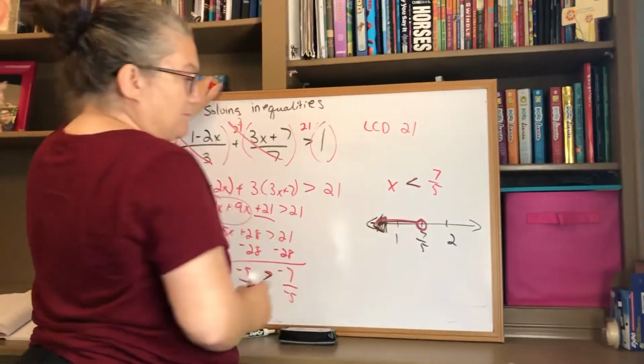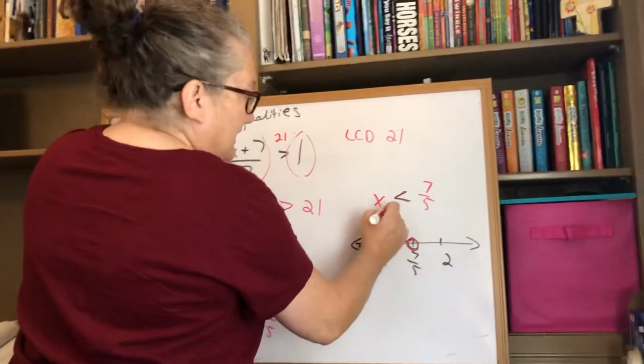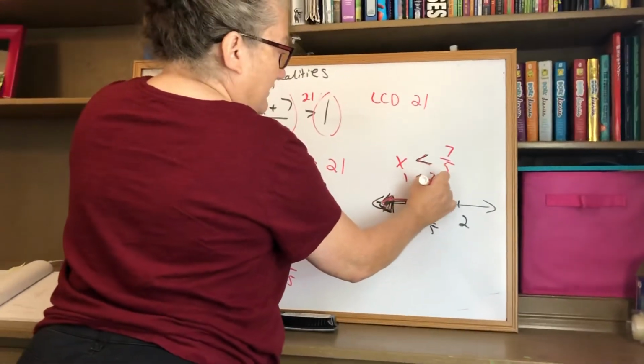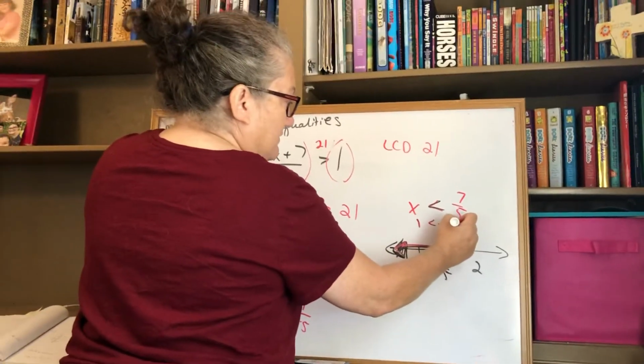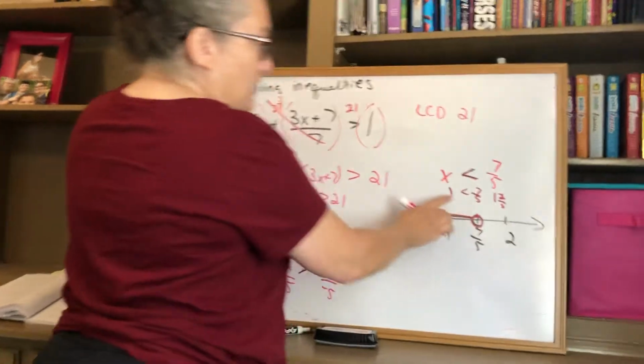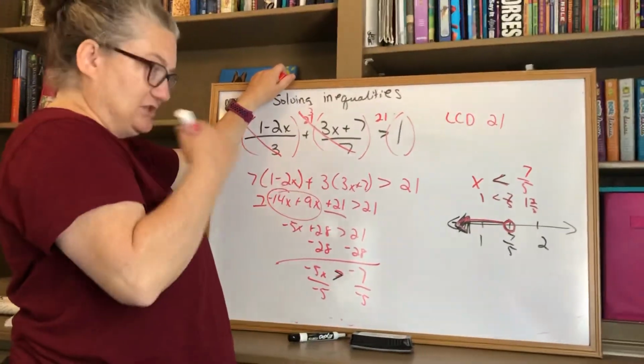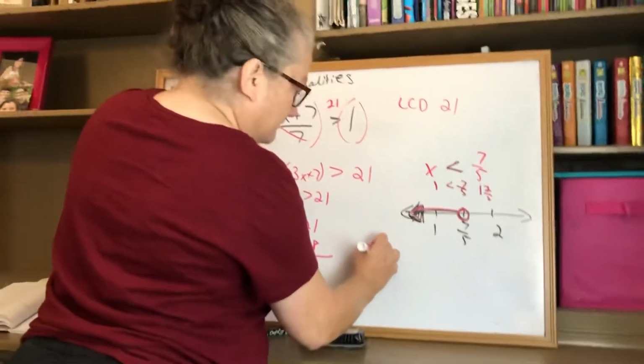Let's make that a little bit better to see. And we check. You always want to check. Is 1 less than 7/5? Well, since 7/5 is the same thing as 1 2/5, 1 is less than 1 2/5, so that is correct. Now, move on to interval notation.